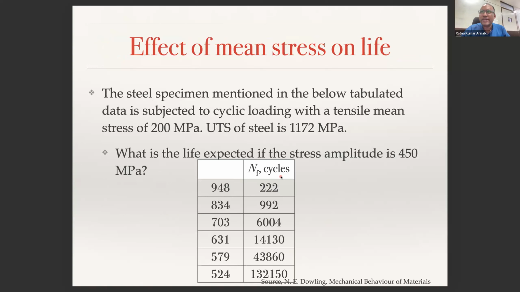In the last class, we looked at the steel specimen mentioned in the tabulated data. This data is for zero mean stress. Now it is subjected to cyclic loading with a tensile mean stress of 200 MPa, that means sigma m is equal to 200 MPa. From this you get an S-N curve, which is done using zero mean stress. What is the life expected if the stress amplitude is 450 MPa?